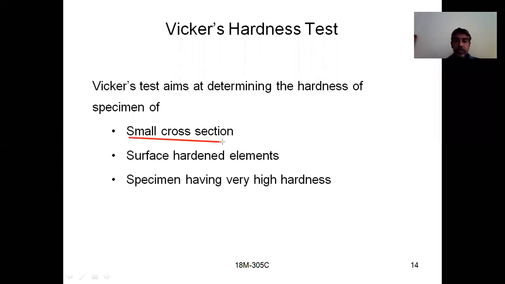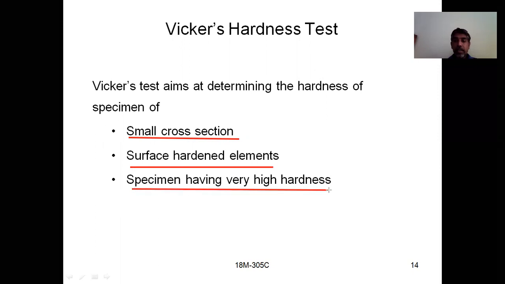It can be used for smaller cross sections, for surface hardened elements, and it is also useful for very high hardness materials. Why can we apply it to small cross section materials and surface hardened materials? That means the core may be soft but the surface may be hard. For such materials also we can use the Vickers hardness test. Specimens and materials having very high hardness can also be tested by this test.